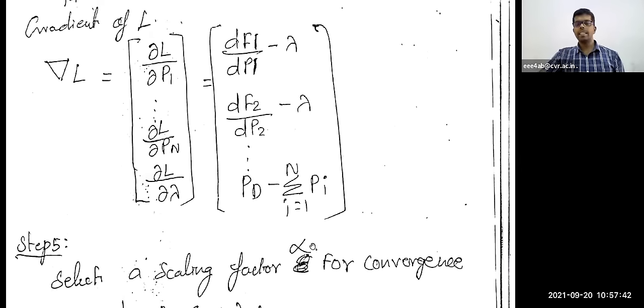Select a scaling factor alpha for convergence. This you have already seen in C programming. You take some convergence factor; otherwise, in your C program, if you are not taking the convergence value, the program won't know at which point it has to stop. Like that, you take some value for alpha as the convergence factor, say 0.1 or something.